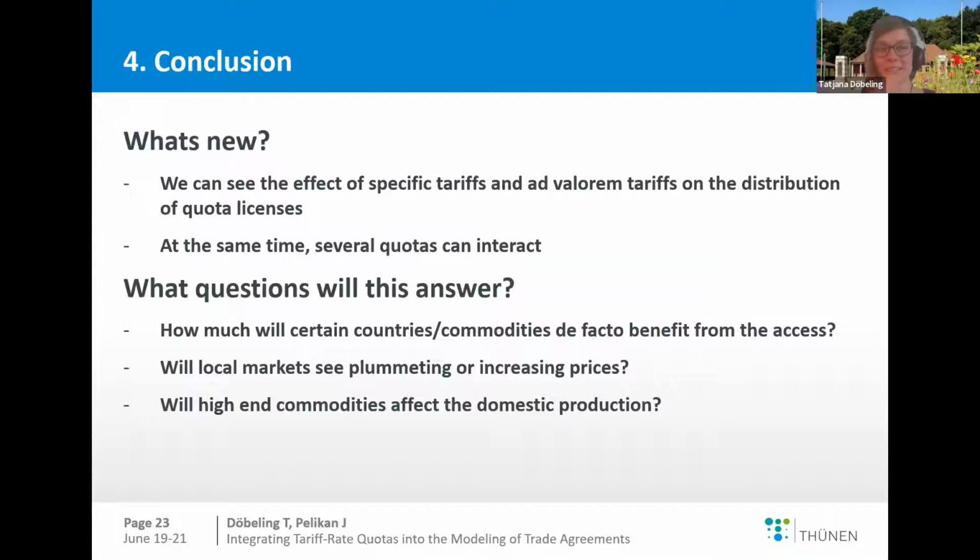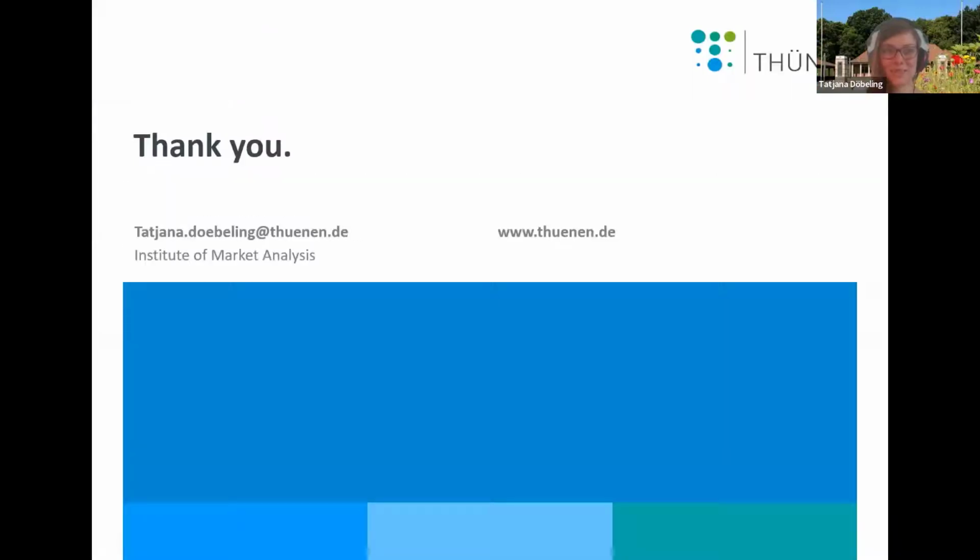So the question that I'd like to answer is: what's the de facto benefit from the access for different kinds of commodities? And yeah, I hope that I could take you all along with the rough logic of what I want to do, and I'd like to thank you for your attention. I'm looking forward to all the discussion and critique and questions.